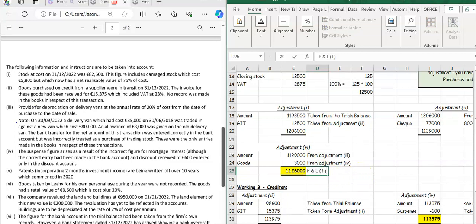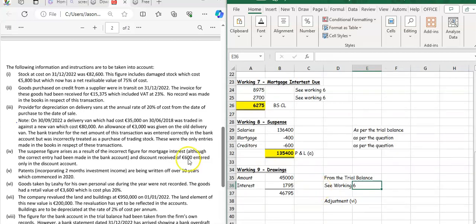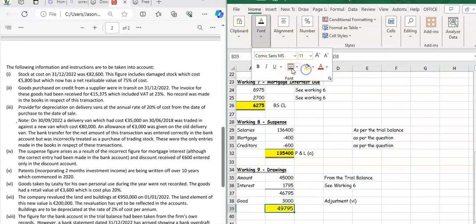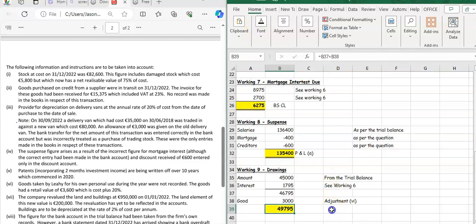And then my drawings figure is part of suspense. So I've got drawings down here, so I've taken away my interest, but now I need to add on my goods of 3,000. So my new figure then for drawings is going to be 49,775, and that's going to go into my balance sheet as part of my finance buy.